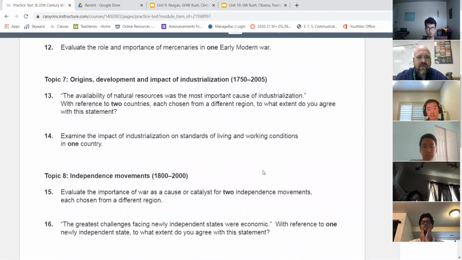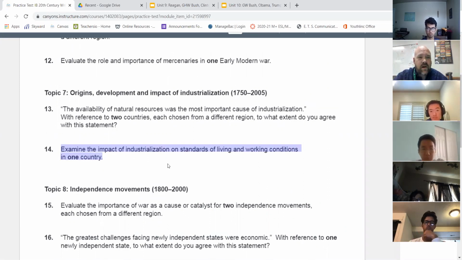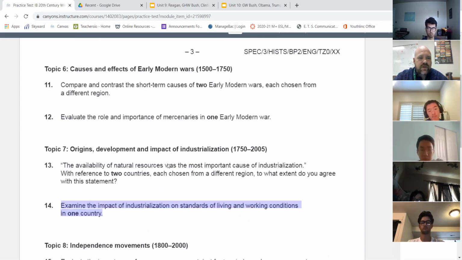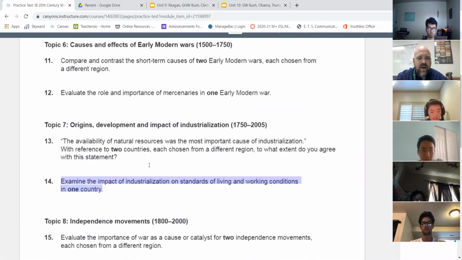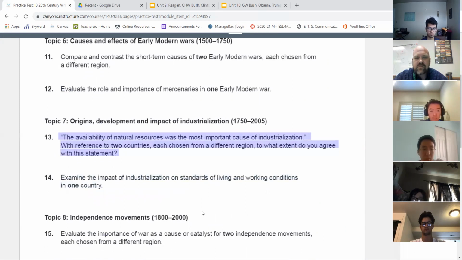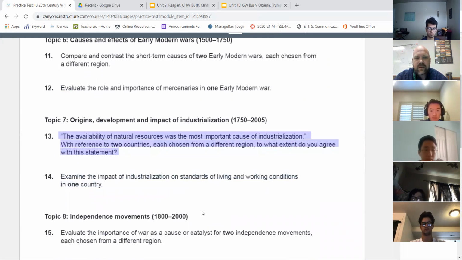Okay, so if you look at some of these other ones, could you guys answer 14 if you had to? Probably for the US. Absolutely, you could do it for the United States, or you could do it for Ireland. I think Ireland's a pretty easy one to do on this one, right? Let's see, could you answer number 13 if you had to? South Africa makes sense for this one to me. Okay, you have to have two countries.